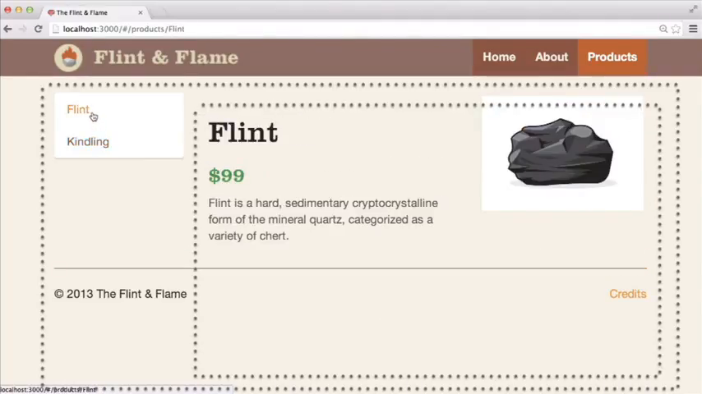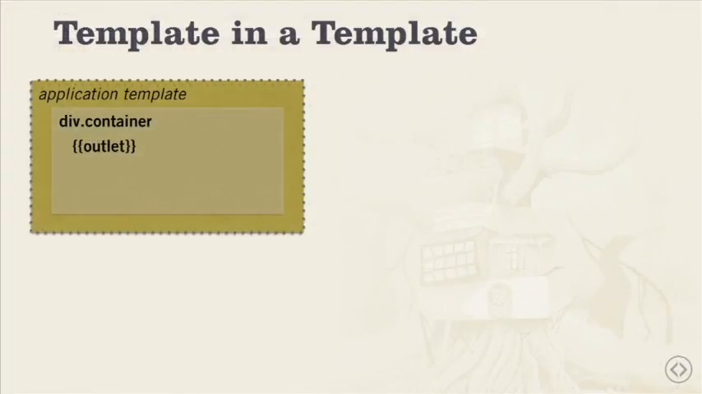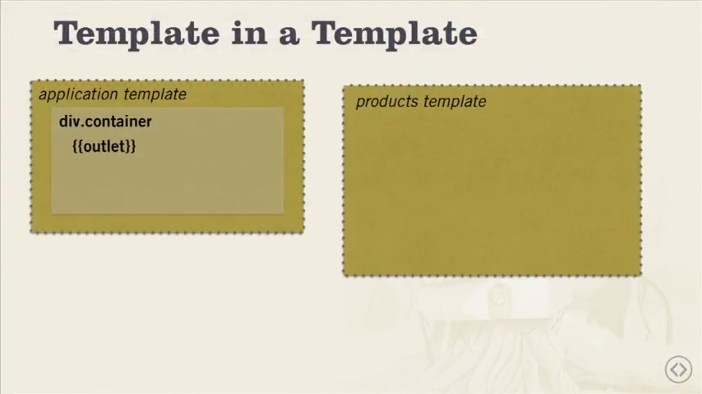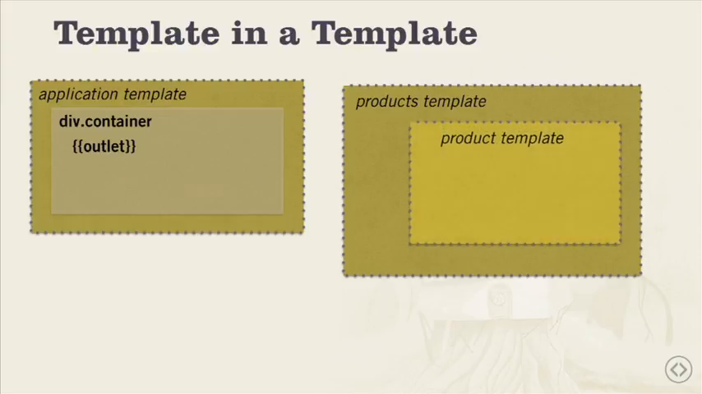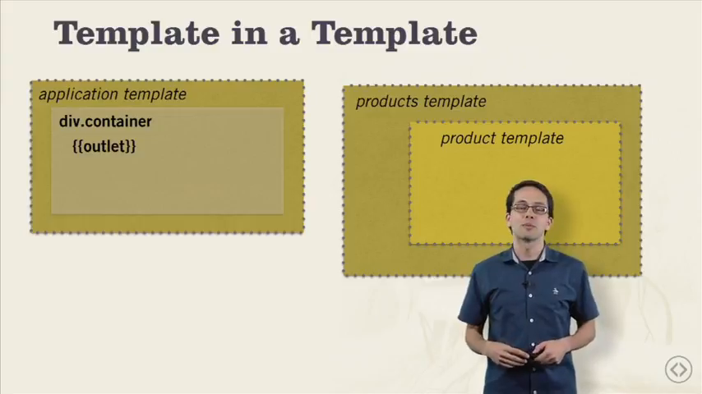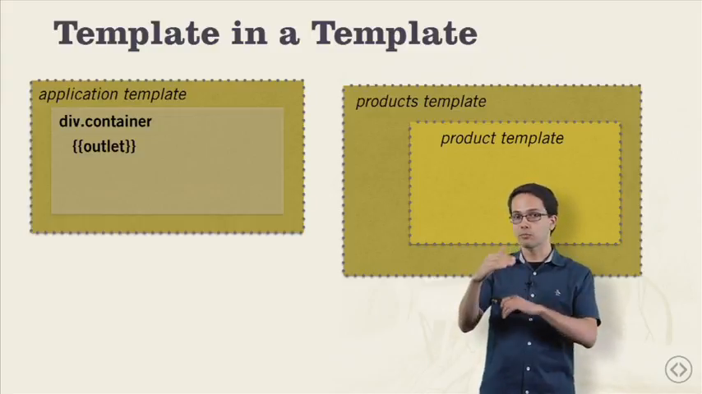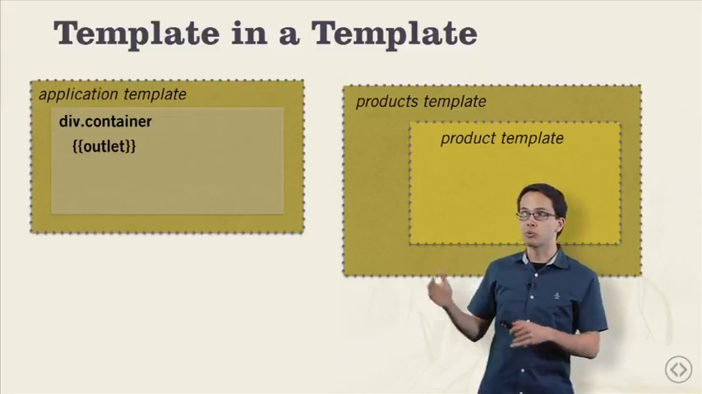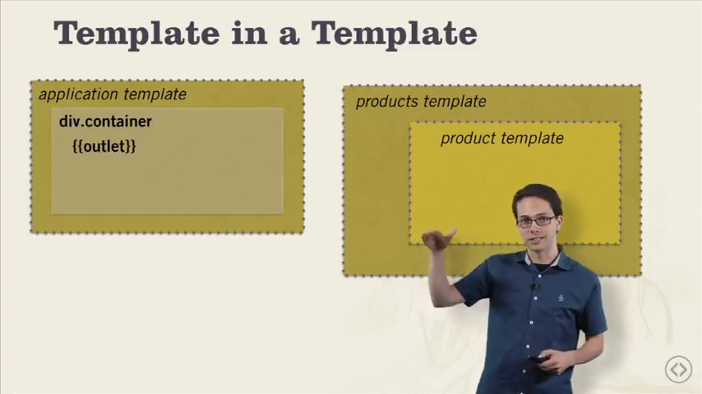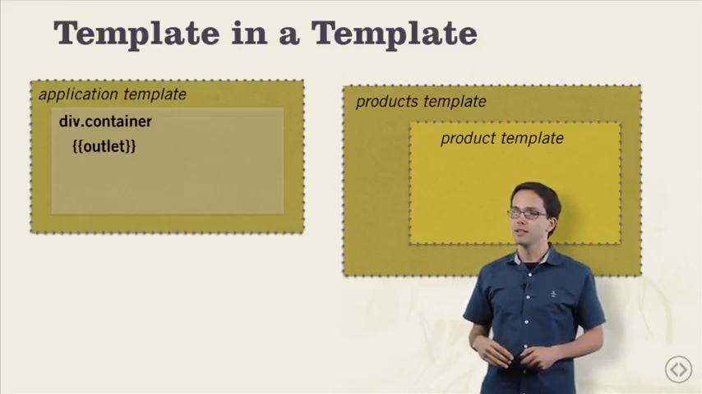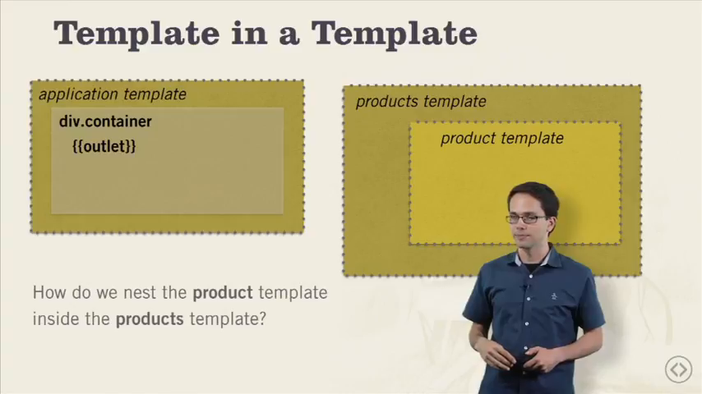In this instance, our products template that lists the products is going to be in one template, and then inside of that, there's going to be another inner template showing the product. So basically, we want to put our product template, displaying one product, inside of our products template, which is going to list out all of the products. But how is that possible?